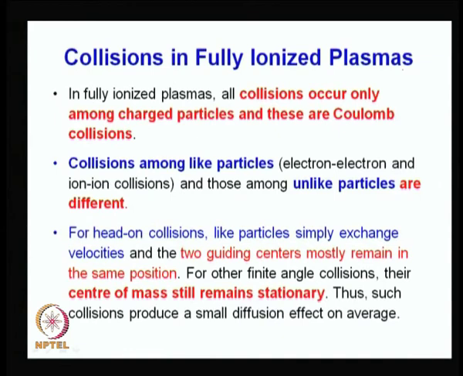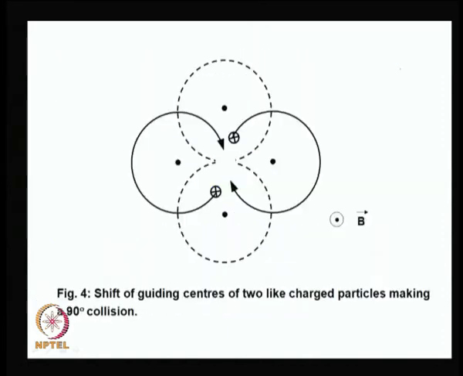Particularly for head-on collisions, you can go back to your college physics and you can see that the two particles of equal mass just exchange their velocities. And for other finite angle collisions, the center of mass of the system remains stationary, and so on an average such collisions produce small diffusions which we can neglect.